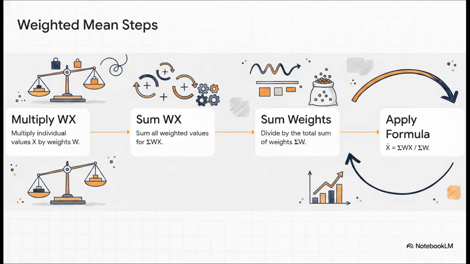The math here beautifully mirrors the frequency array we saw earlier. By just multiplying the values by their weights, giving us Wx, and summing those up, we capture the total weighted value. Then, instead of dividing by the number of items, we divide by the total sum of the weights. We easily find a mean that mathematically respects the assigned importance of every single item.